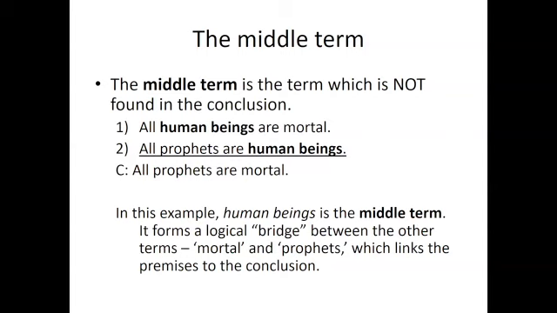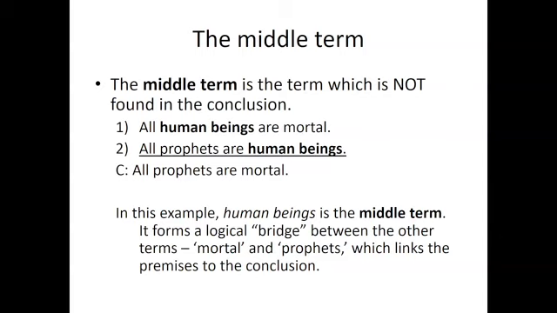Okay? There has to be a middle term in a syllogism, and the middle term must be in both premises, or there will be no logical connection between the 2 premises that will lead us to the conclusion. So in this example, human beings is the middle term, and you can see how it forms a logical bridge, we might say, figuratively, between the other terms. That's the terms mortal and prophets. That's the bridge that links the premises to the conclusion.